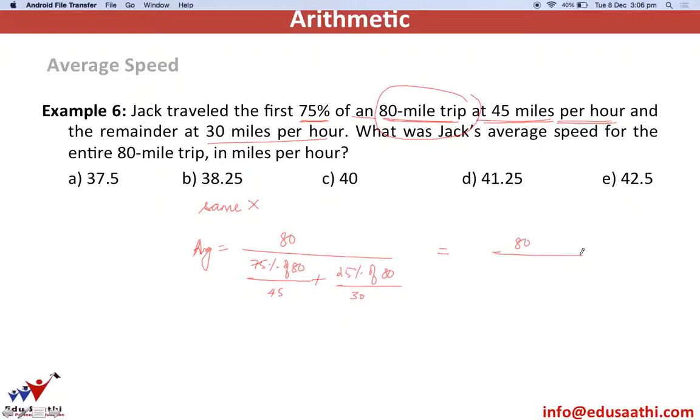So this will be 80 over 3/4 of 80. Which will be how much? Which will be 60 over 45 plus 1/4 of 80, which is 20 over 30. So what you can do is take your LCMs here and solve the question. This is 80, 6 and 3. So the answer that I end up with is 40. 40 is the average speed for the entire trip.